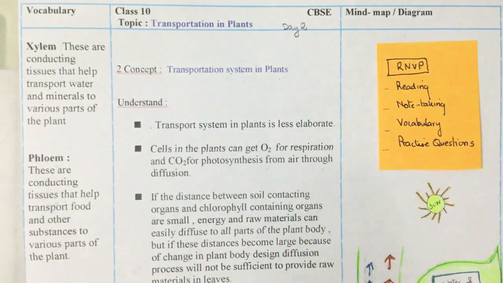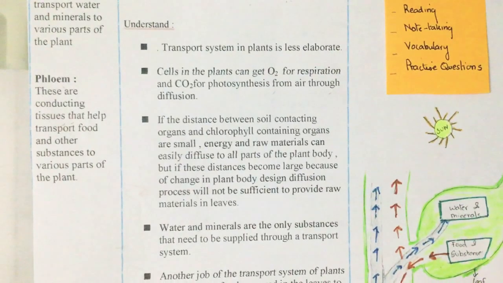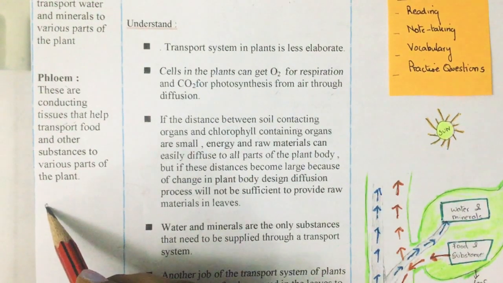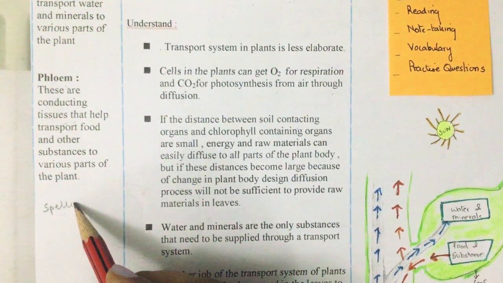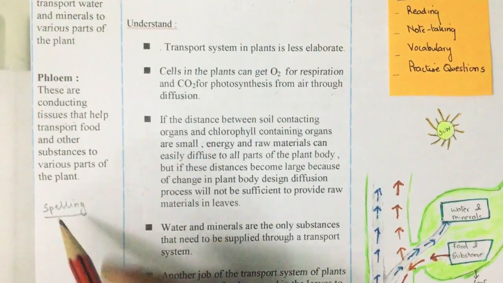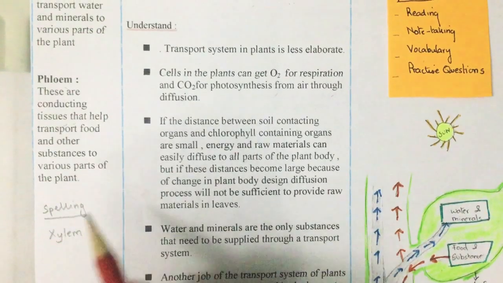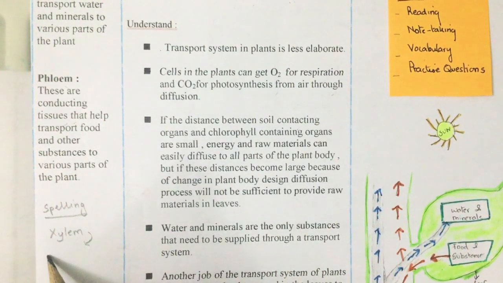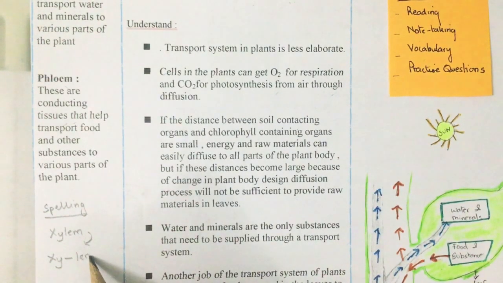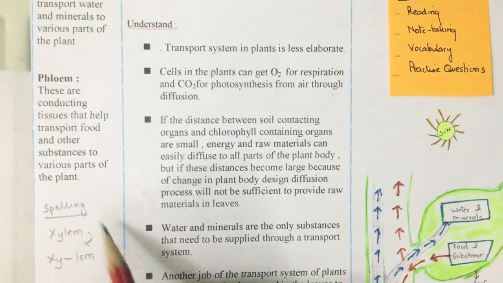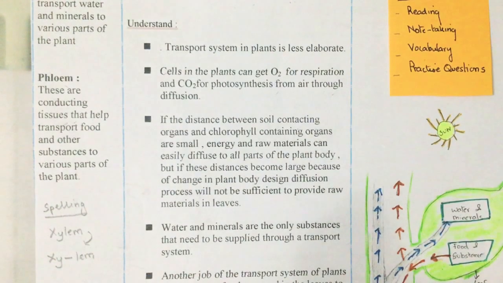Okay, clear? Now, if you want to learn the spelling of xylem, just put another subheading and write the word xylem, and you can split this into syllables xy and lem. Okay, you can learn the spellings like this. So, any other word which is difficult, you can learn it in the form of syllables.